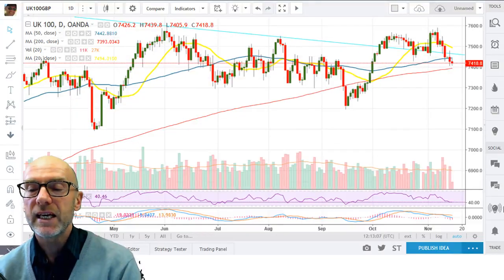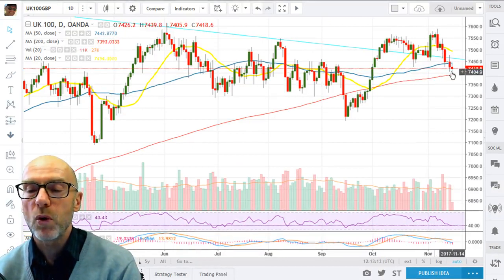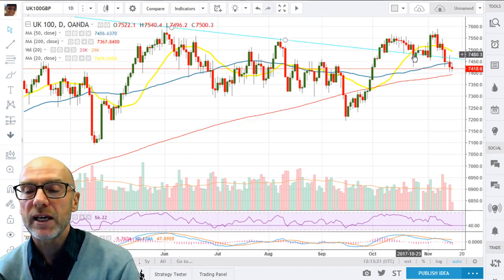On the daily picture, here you can see that we've pulled back to support. We're in between the 50 and the 200-day moving average. Again, you can see that trend line I drew, and you can see that it did give support around the end of October.